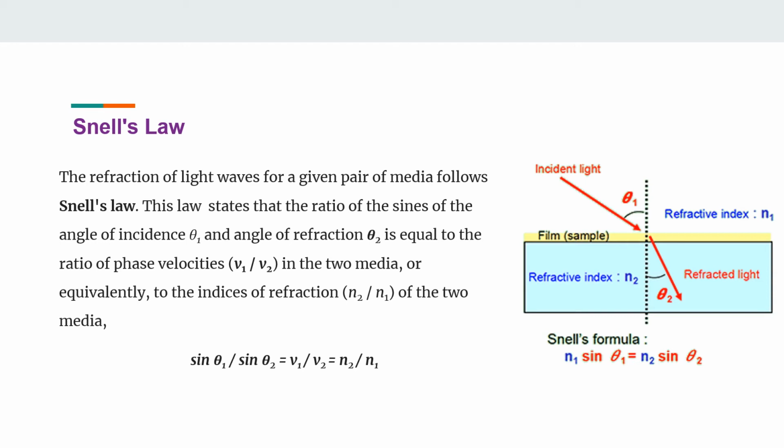On the right side, there is a schematic diagram of Snell's law, where you can see the incident light is getting on the film sample at an angle θ1, and the refractive index of the incident media is n1, and when light travels through the sample, the light bends at an angle θ2, and the refractive index of the second medium is n2. And if we follow Snell's formula, we can write n1 multiplied by sin θ1 equal to n2 multiplied by sin θ2.